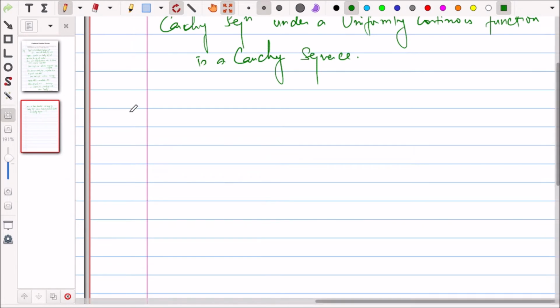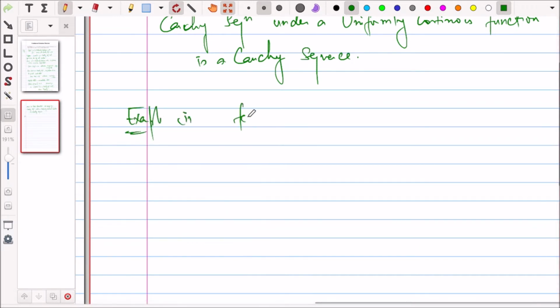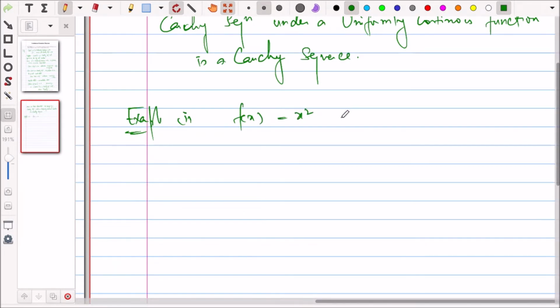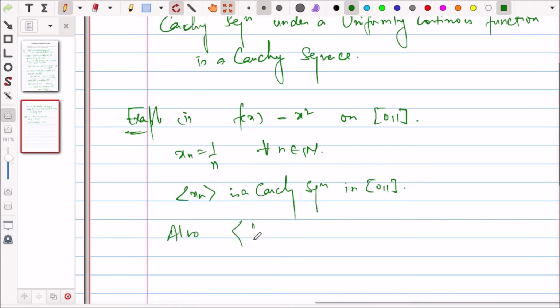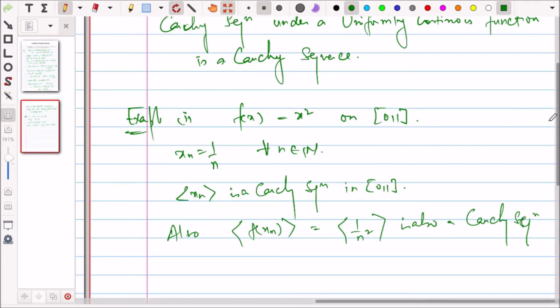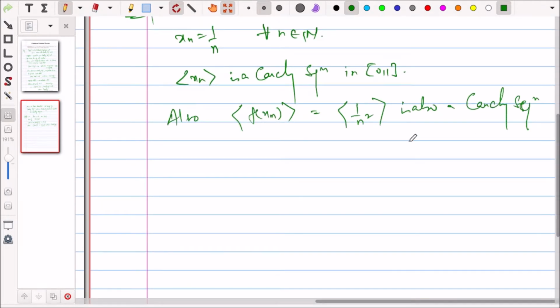So now let us see examples. We will take two examples. Example 1: f(x) equal to x square on 0 to 1. This is uniformly continuous. So A equal to 0 to 1. Then xn equal to 1 by n for all n belonging to N. So xn is a Cauchy sequence in 0 to 1. Also f(xn), which is equal to 1 by n square, is also a Cauchy sequence in R, because this function is uniformly continuous on the interval 0 to 1.